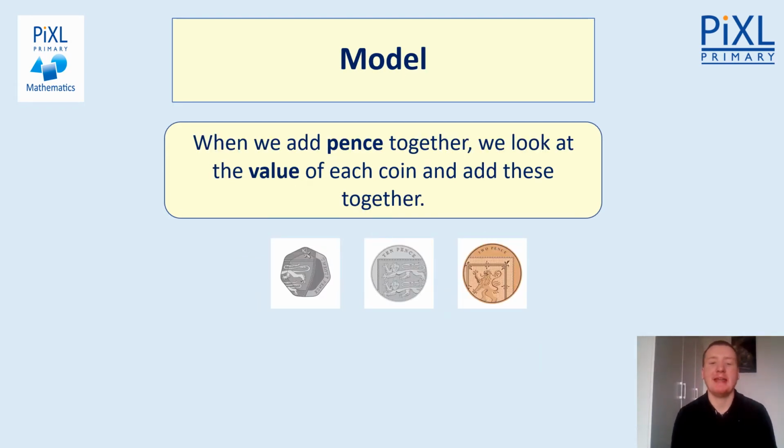When we add pence together, we look at the value of each coin like we did with the pounds and we add these together. This is slightly harder than just adding pounds together. So look at the coins, look at their values, put your addition head on and add them up in your head. What is your answer? Pause the video.